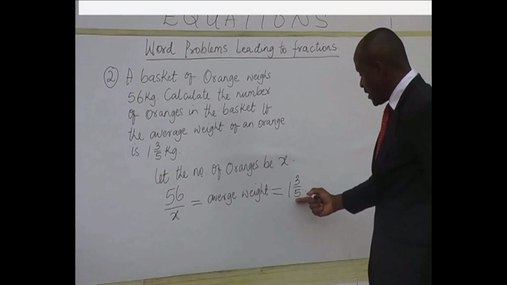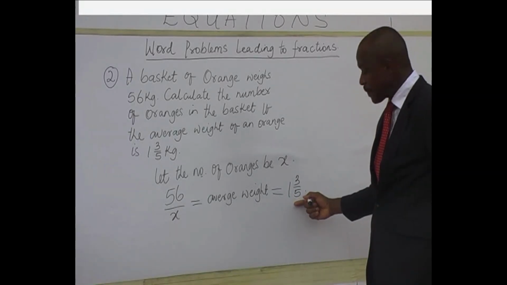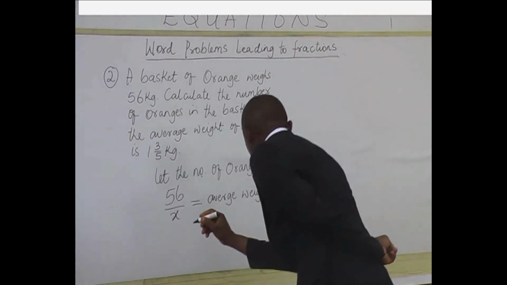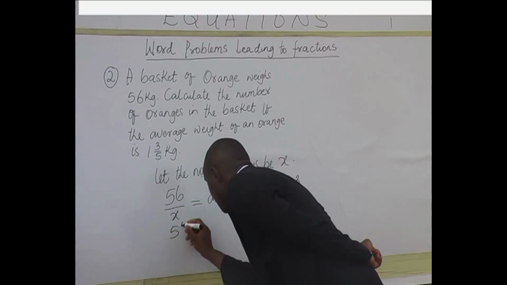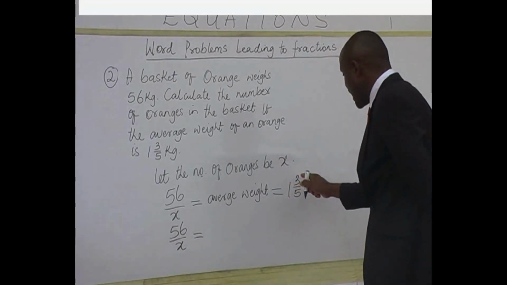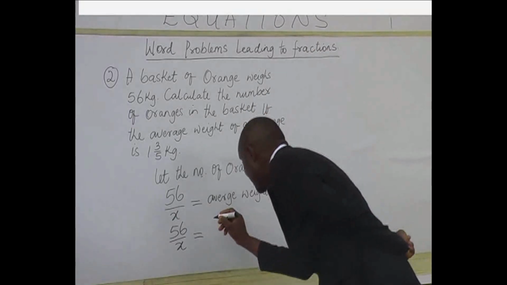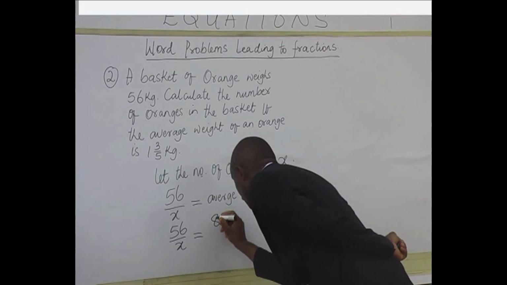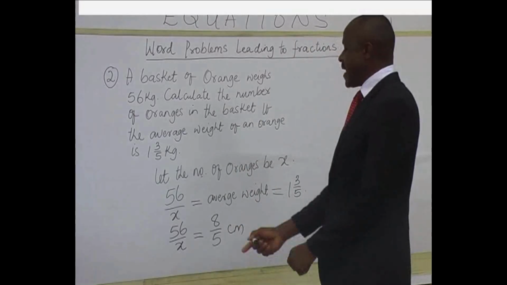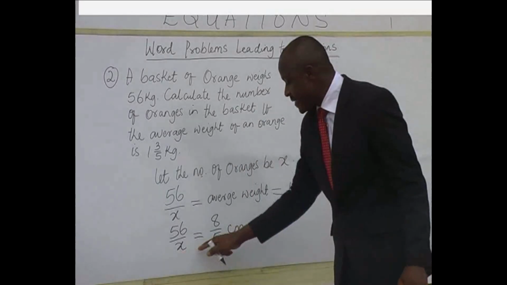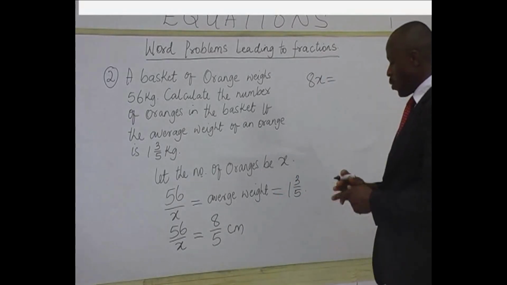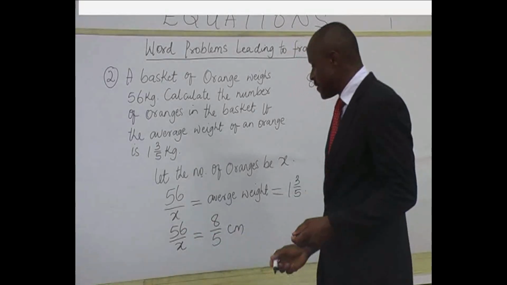When you have this, change this mixed fraction to an improper fraction. 5 times 1 is 5 plus 3 to give you 8. So your equation is now going to boil down to 56 over x is equal to, instead of 1 whole number 3/5, 8/5. At this level, you can cross multiply. X times 8 will give you 8x, and it's going to be equal to 5 times 56.